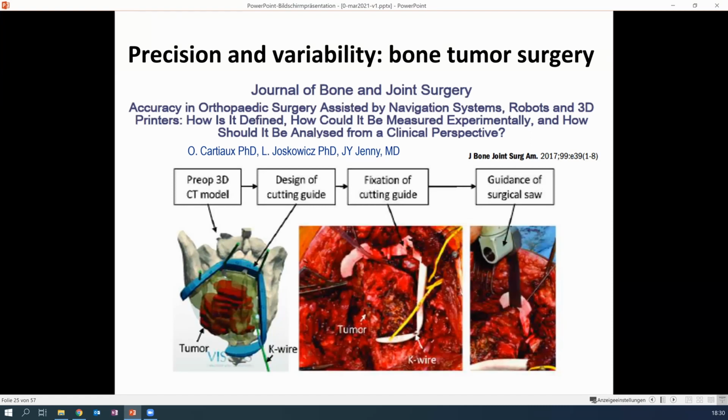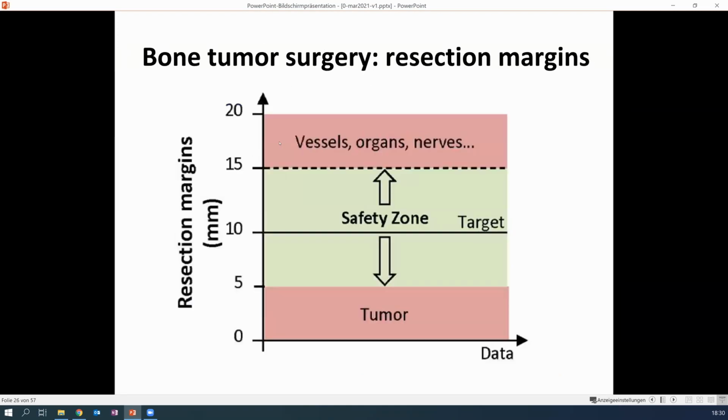If you establish a good registration between them and you put a tracker, you can basically perform very good cuts. And to simplify things for this example, let's look at what is the safety zone. So you have a certain target. Let's say you want to choose a resection margin. It's either one single cut, a single plane, or a couple of planes.